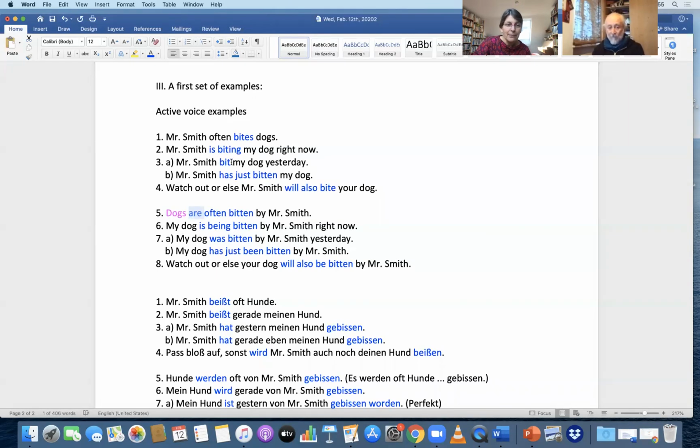Now we have the simple past here. Mr. Smith bit my dog. So we need the simple past of to be plus the past participle. My dog was bitten by Mr. Smith yesterday.